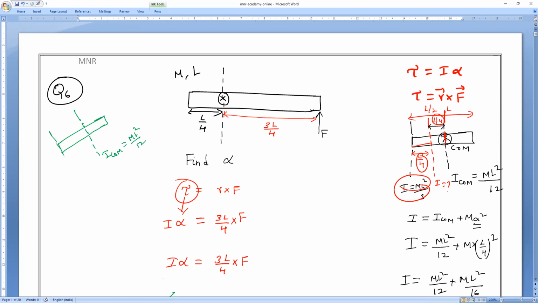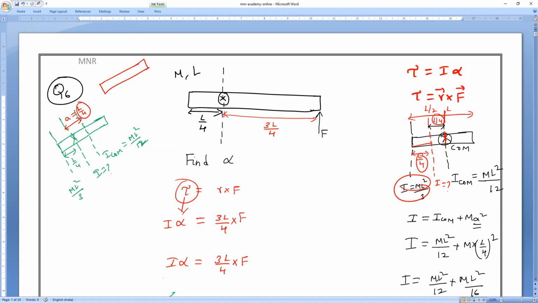If it is at the corner, we know that the moment of inertia is ML²/3. But the pivot is at L/4 distance. So what theorem do we have to apply now? Parallel axis theorem. If you apply it, what is the perpendicular distance between them? It equals L/4.